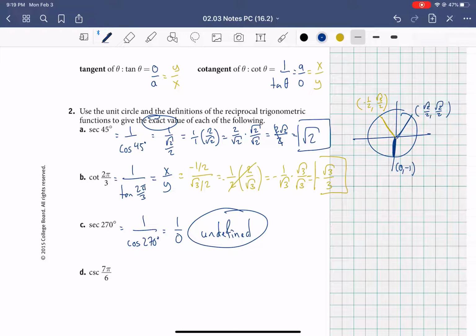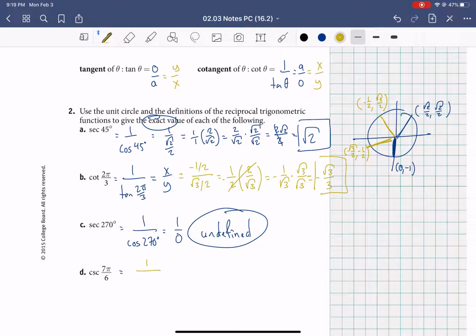The cosecant of 7 pi over 6. We never did pi. Oh, yeah, we did. So let's look at our unit circle. So 7 pi over 6 is right here, and the value is -square root 3 over 2, and then -1/2.